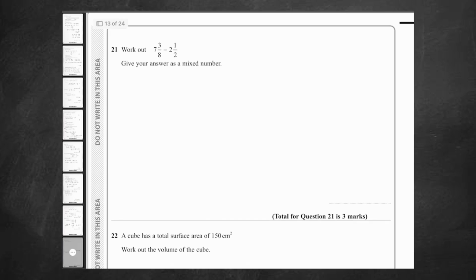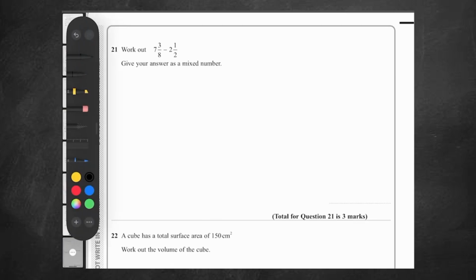Question 21. Work out 7 3/8 minus 2 1/2. Give your answer as a mixed number. So what we'll need to do here is make top-heavy fractions and then make a common denominator and then change it back to a mixed number.